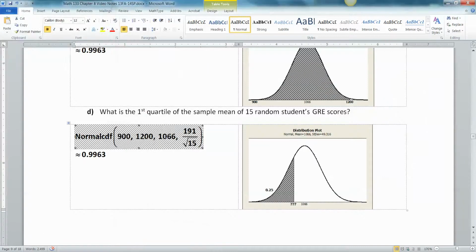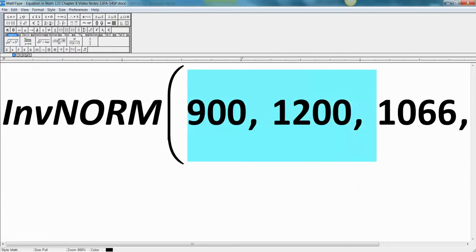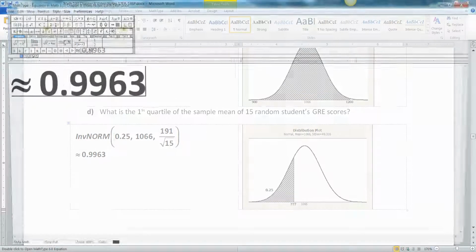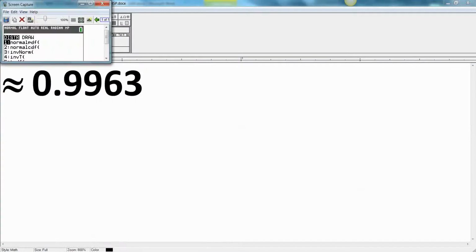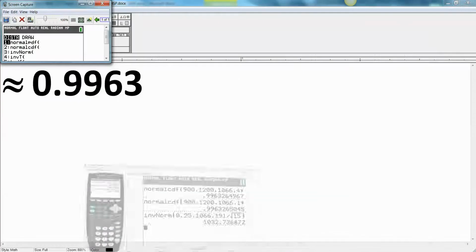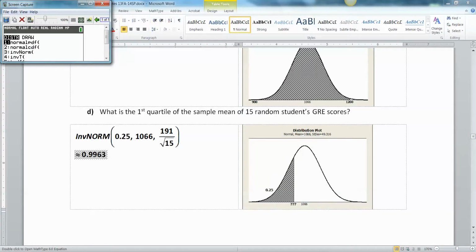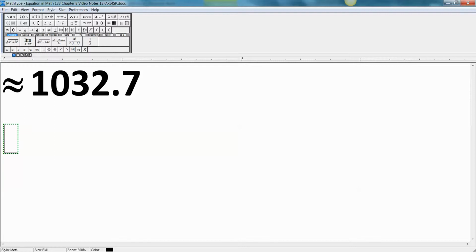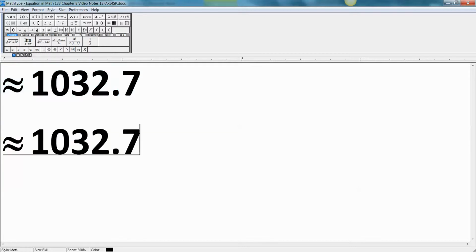Okay, so let me write that up. We did 0.25, 1066, 191 over the square root of 15. And that came to 1032.7. Which, let's face it, you can't really score that on this exam. You can't get 0.7 on this exam, so it's about 1033 when you round it.